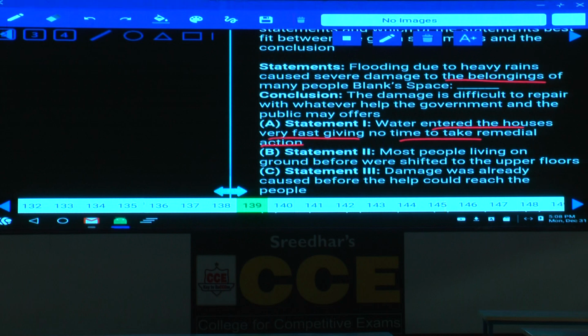Hence, though the government and the public may offer help, though these people are given this, they could not recollect those belongings because those belongings were already damaged because of heavy floods.